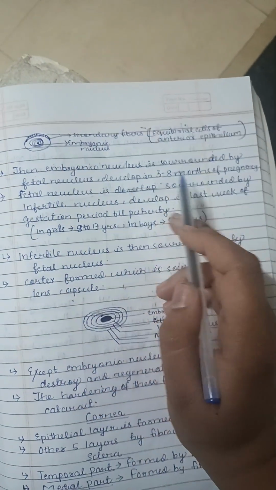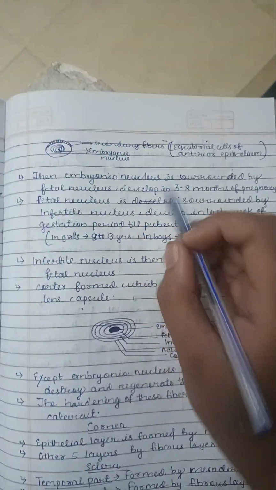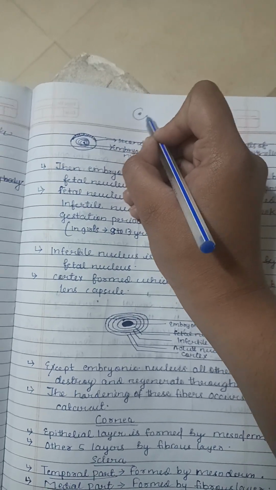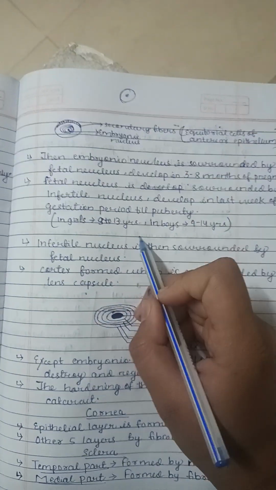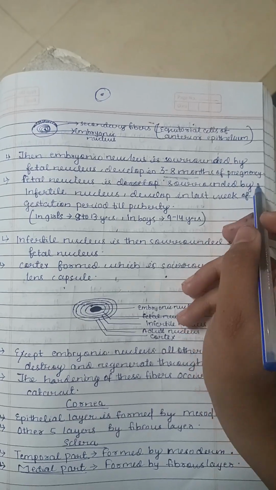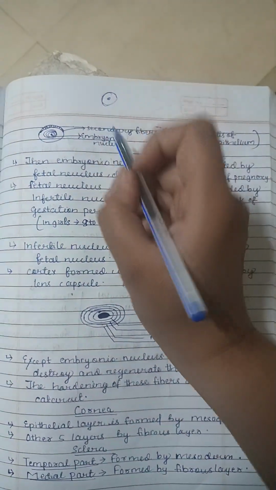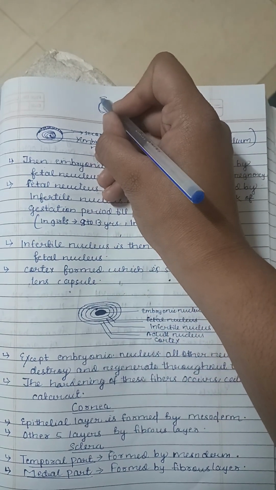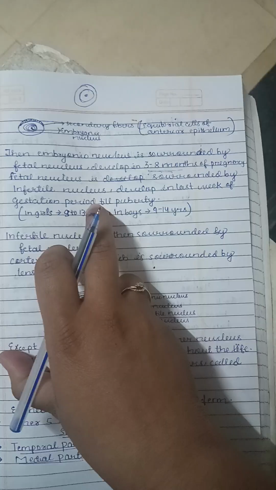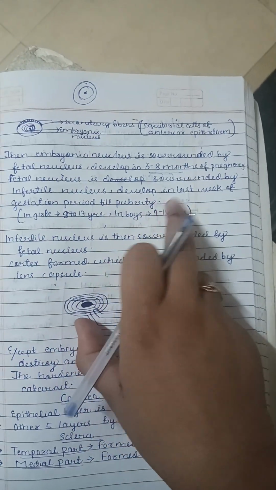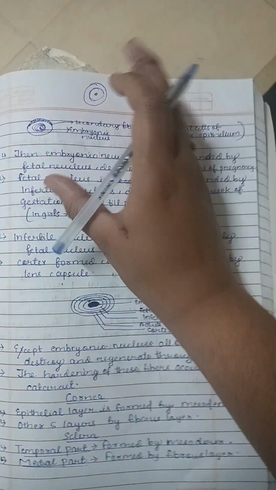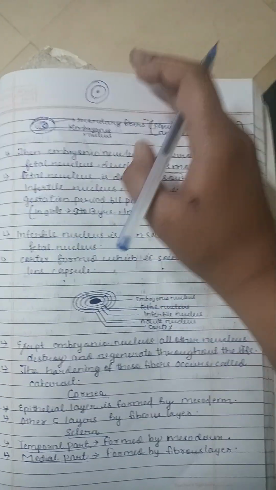The embryonic nucleus is surrounded by the fetal nucleus. The fetal nucleus is developed in 3 to 8 months of pregnancy. Then the fetal nucleus is surrounded by the infantile nucleus, developed from the last week of the gestation period till puberty. Last week of pregnancy or gestation period till puberty.